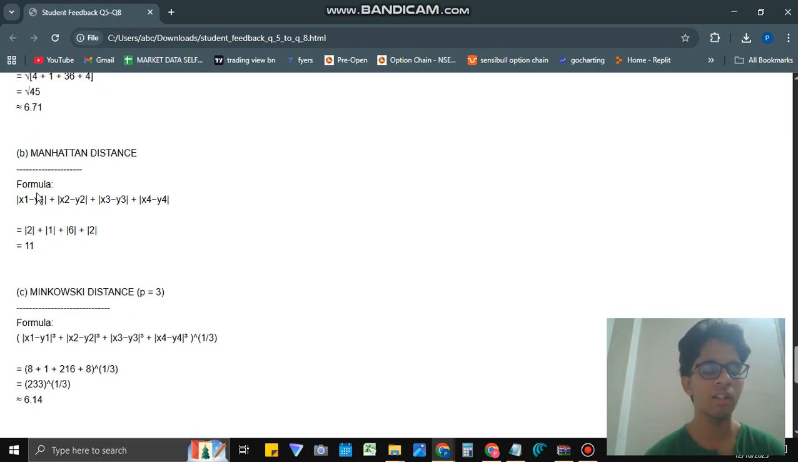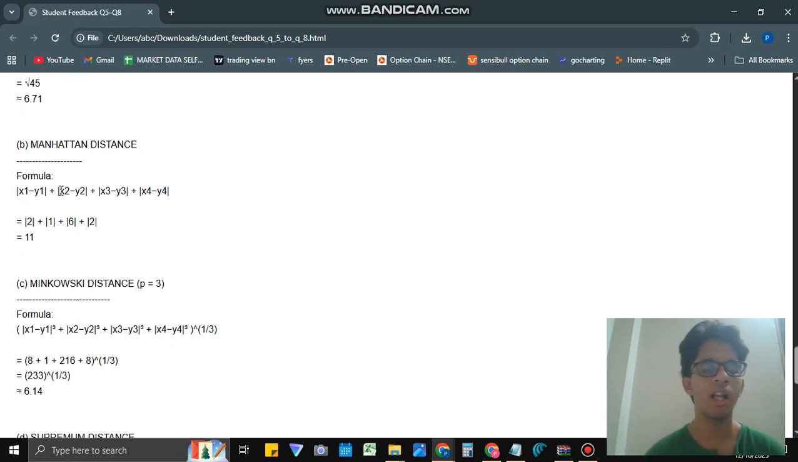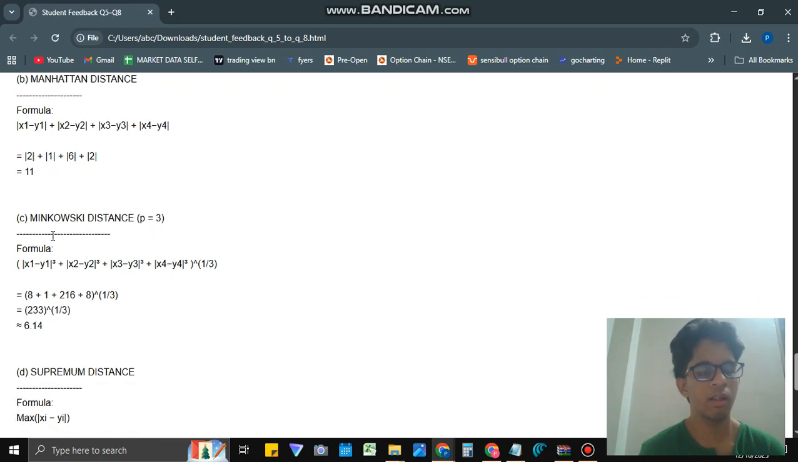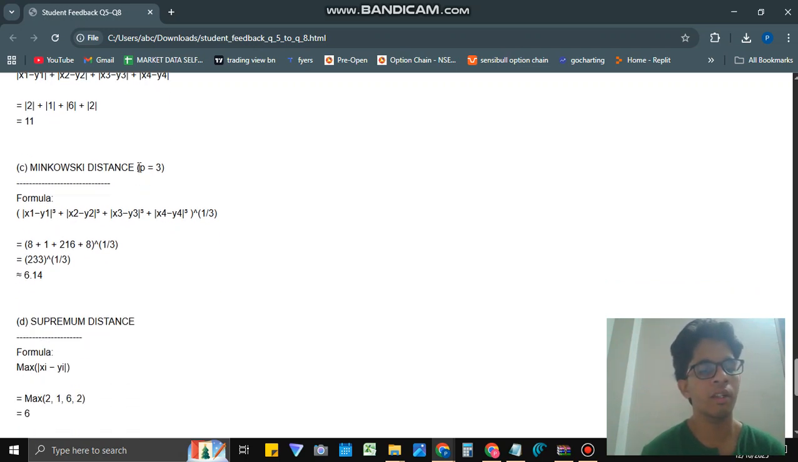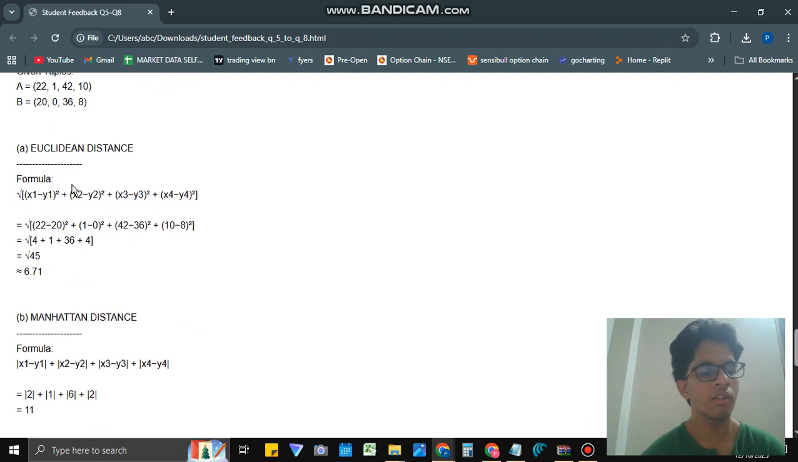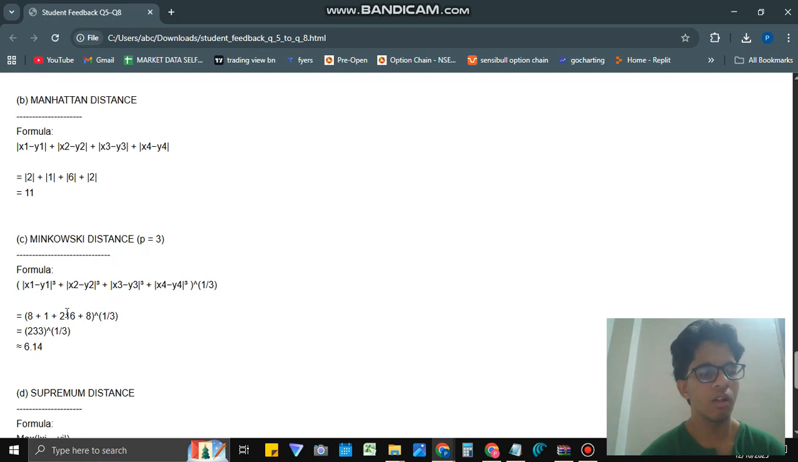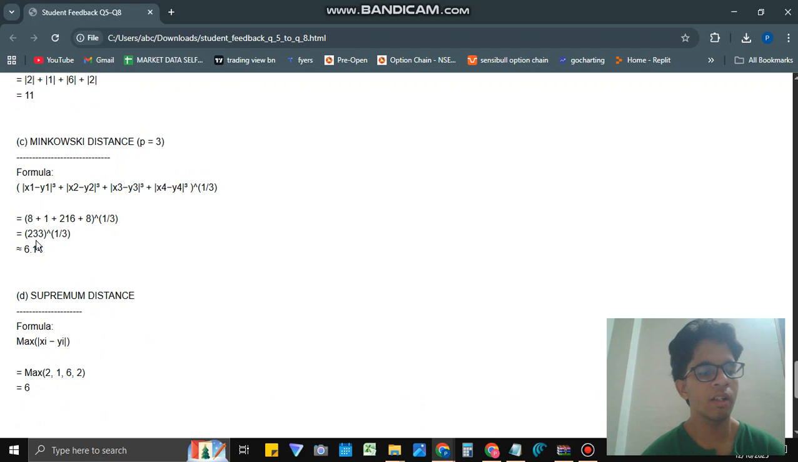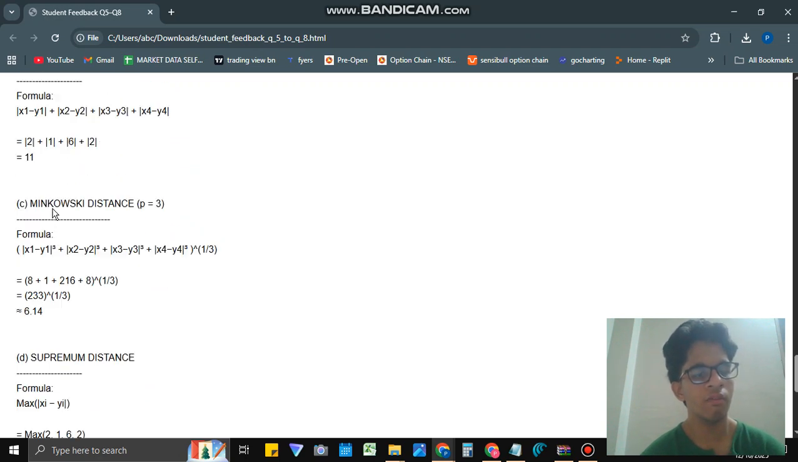In the Manhattan distance, as we already know, we take the absolute differences and then take their summation. In the Minkowski distance, we are given p equal to 3. So we raise the whole sum to the power 1 by p, that is 1 by 3. It's x1 minus y1, that is 22 minus 20, whole cube, similarly for each and every data point, and the summation of that. The answer will be 6.14 for that, and for Manhattan, 11 would be the answer.